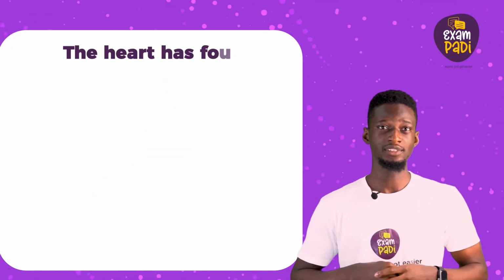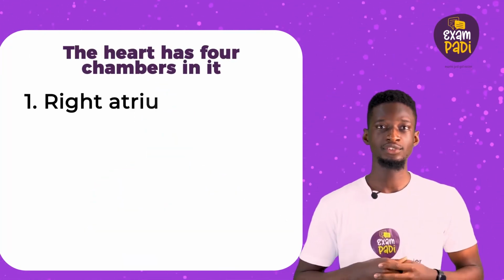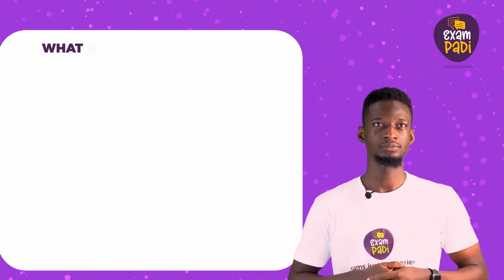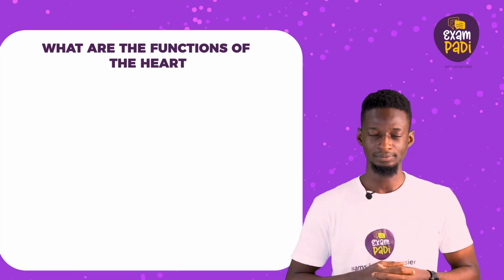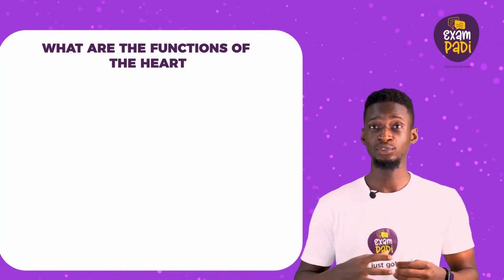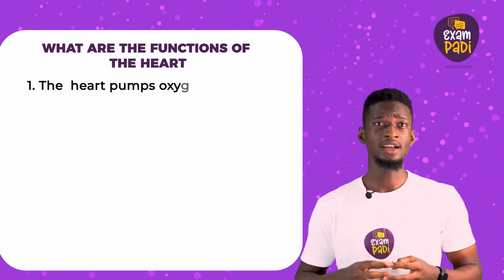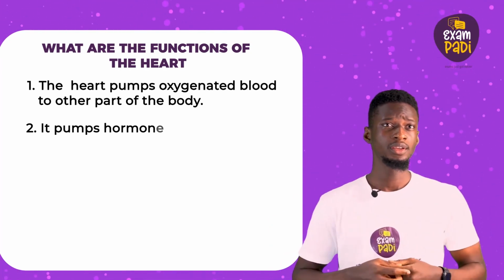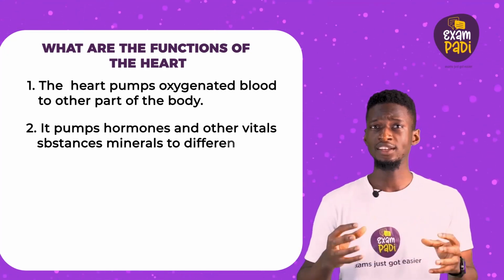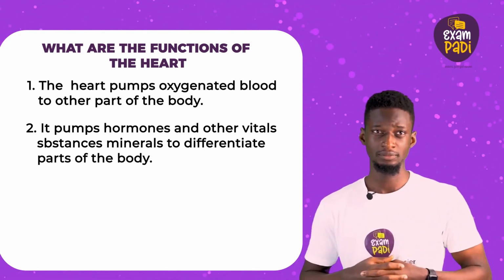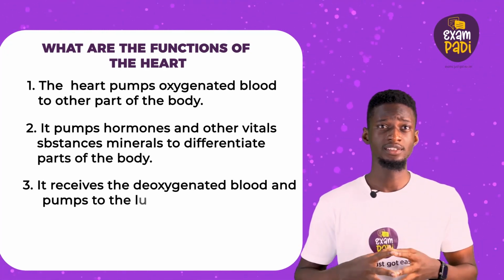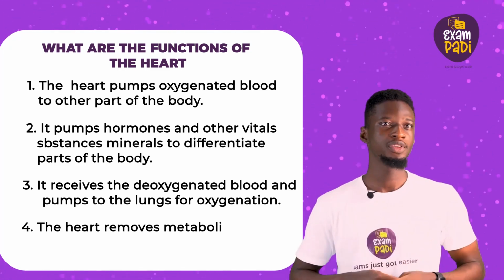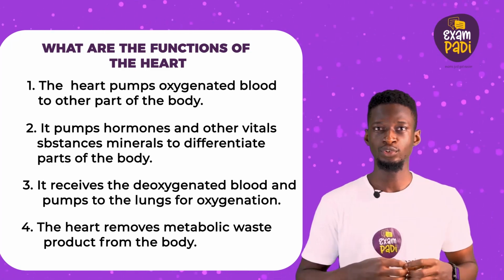The heart has 4 chambers in it. We have the right atrium, left atrium, right ventricle, and left ventricle. What are the functions of the heart? The following are the main functions of the heart. 1. The heart pumps oxygenated blood to other parts of the body. 2. It pumps hormones and other vital substances to different parts of the body. 3. It receives deoxygenated blood and pumps it to the lungs for oxygenation. 4. The heart removes metabolic waste products from the body.